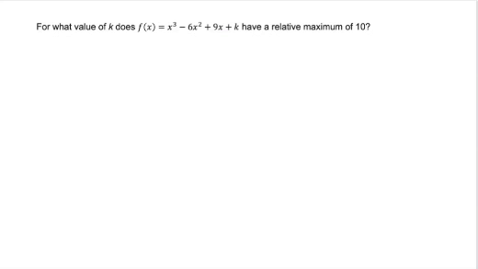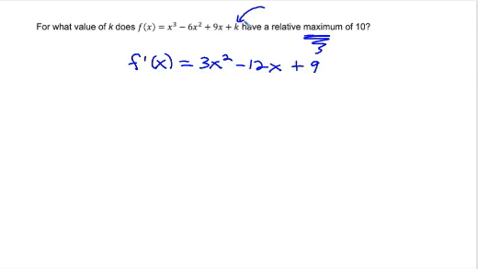On this last problem, for what value of k does this function have a maximum of 10? Well, we need to take the derivative of f, and we notice that it's a cubic. F prime of x will be 3x squared minus 12x plus 9. The derivative of this k is 0, so it just goes away. All right? So what we do is we set this equal to 0 and solve it, and I can see that I can take a 3 out to make it a little bit easier.